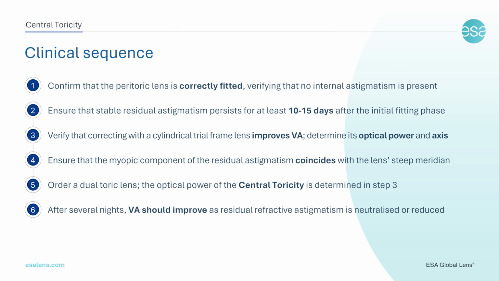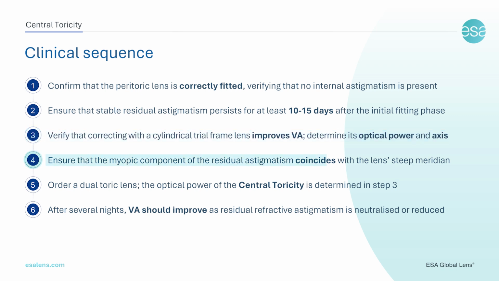The clinical sequence for successfully fitting a dual toric lens is summarized in these 6 essential steps. 1. Baseline fit verification. Confirm that the peritoric lens is correctly fitted and verify there is no astigmatism present with the lens on the eye. 2. Stability period. Ensure that stable residual astigmatism persists for at least 10 to 15 days after the initial fitting phase, confirming the cornea has stabilized. 3. Cylindrical trial lens. Verify that correcting this residual error with the cylindrical trial frame lens significantly improves visual acuity. Precisely determine its optical power and axis.